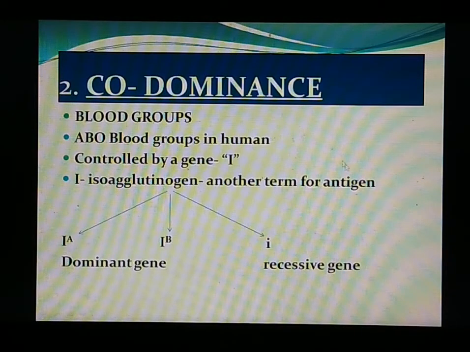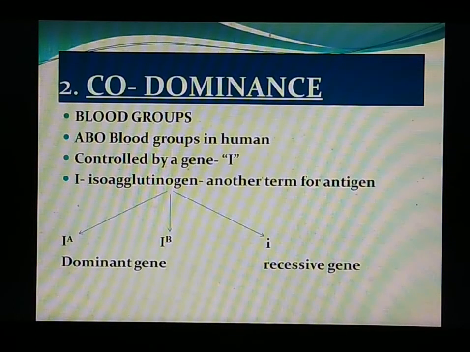So we should remember that the RBCs have certain antigens on the surface of the cell, okay. On the cell membrane there are certain antigens. There are different types of antigens. So these antigens can be sugar polymers or proteins. So the antigens that are present, which represent the blood groups, are controlled by the I gene, which is giving these antigens called isoagglutinogen.